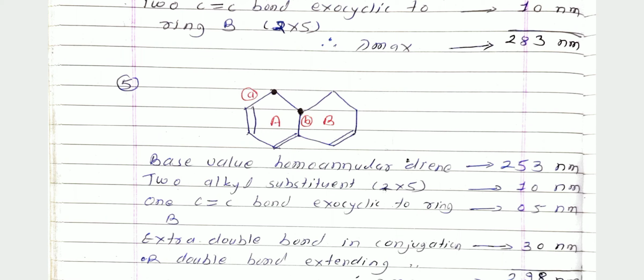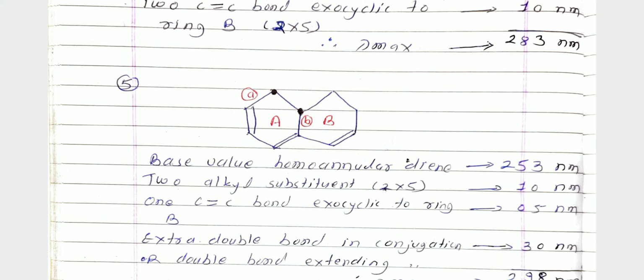Therefore you remember this problem. Two possible structures are present in the same structure. The structure shows homoannular diene as well as heteroannular diene. But for calculating lambda max, we take only the base value for homoannular diene, and the base value for homoannular diene is 253 nanometer.